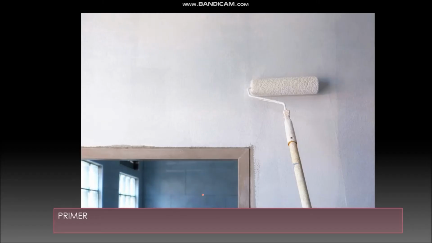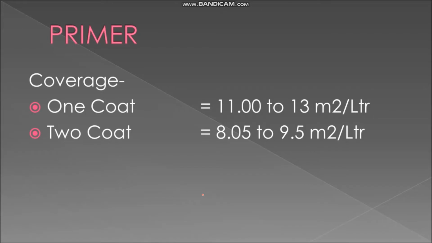Primer. For primer coverage, in one coat 11 to 13 square meters is covered per liter, and for two coats 8 to 9.5 square meters is covered per liter.